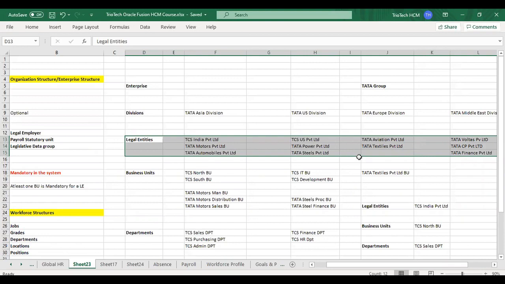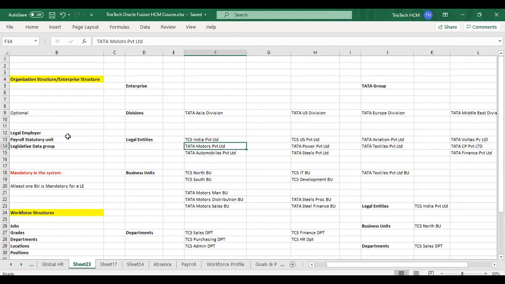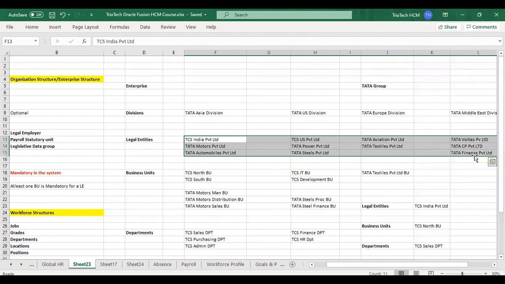If everyone has their own source of payments, everything, then for every legal entity you define as a legal employer, you can define it as a PSU by themselves, and they can pay the salaries to their own employees. So that is what payroll statutory unit defines for each of the legal entities in the system.